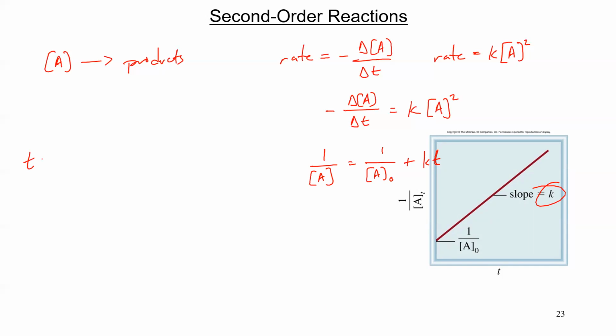And the same thing holds true. t1/2 means that the concentration of A is equal to the concentration of A initial divided by 2. If we plug all that into our equation, so 1 over the initial concentration over 2 equals 1 over the initial concentration plus k times t1/2, the half-life.